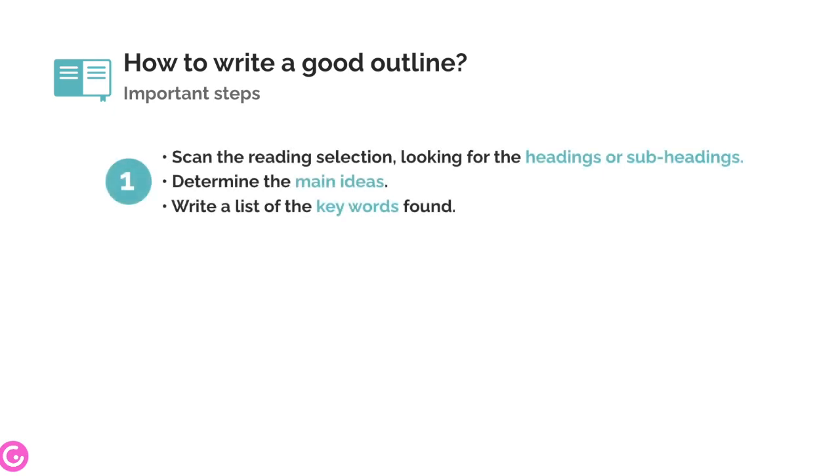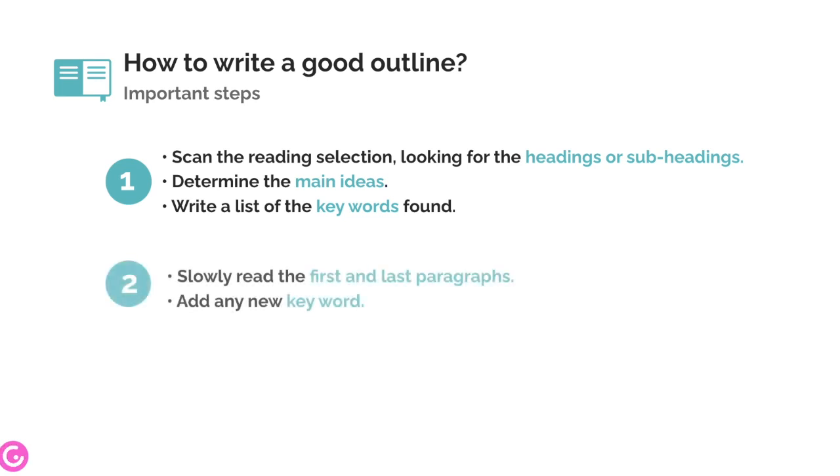Step 1. Quickly scan the entire reading selection, looking for the headings or subheadings. Read the heading and subheadings and try to determine the main topics or ideas contained in the reading selection. Quickly read the entire selection once, stopping at the end of each paragraph to write a list of keywords found in each section.